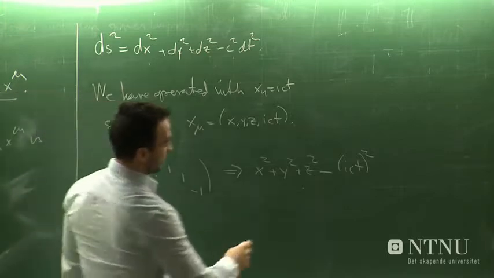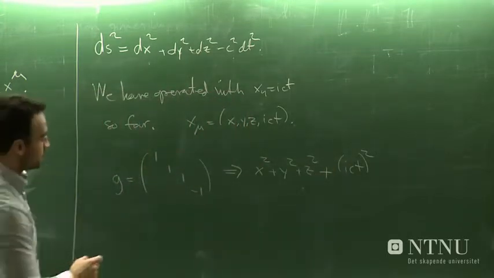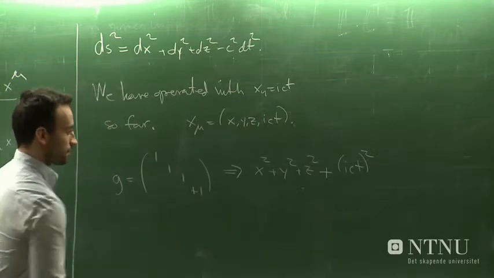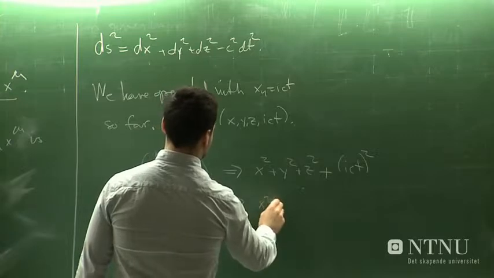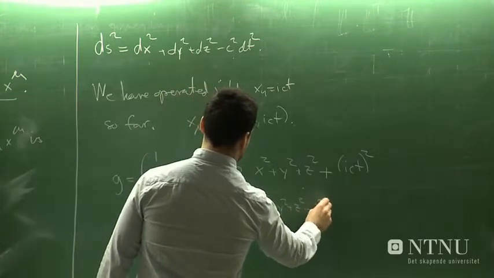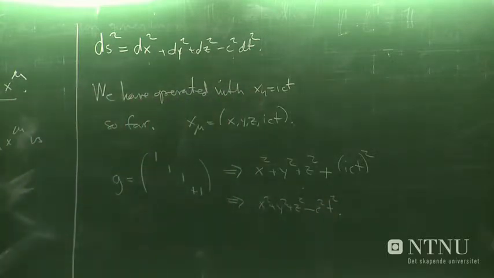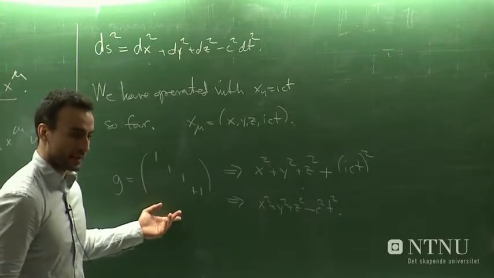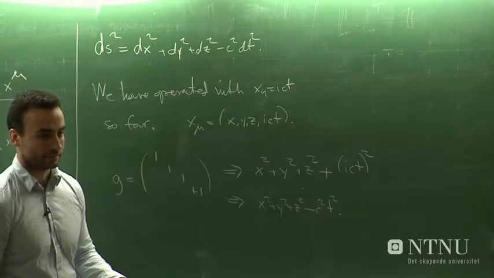Should be plus, because the i squared here gives a minus. So if we do like this, we get the correct form. So actually, the metric tensor is a very simple form for this choice. It's just the identity matrix.